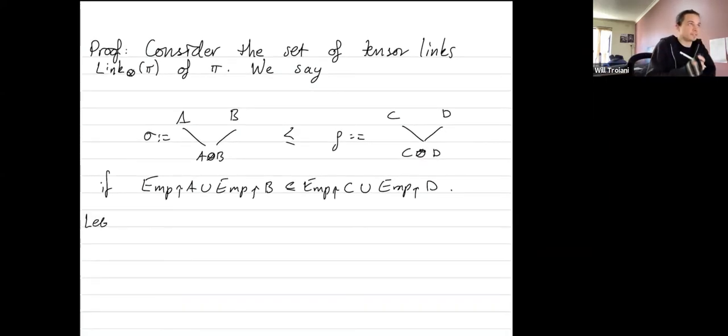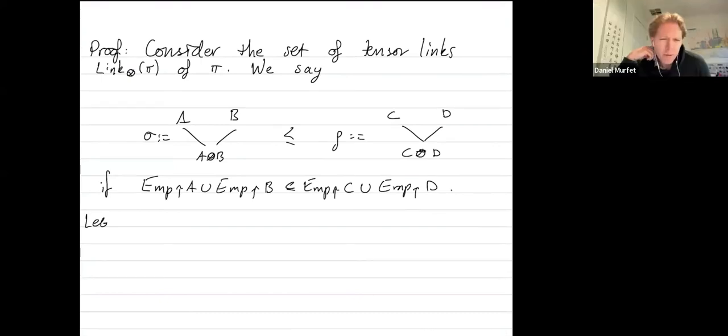Now let's take a maximal such element. So the way I'm supposed to think about this is that, so which way is it? It's that sigma is above rho in the proof tree, if there was a proof tree.